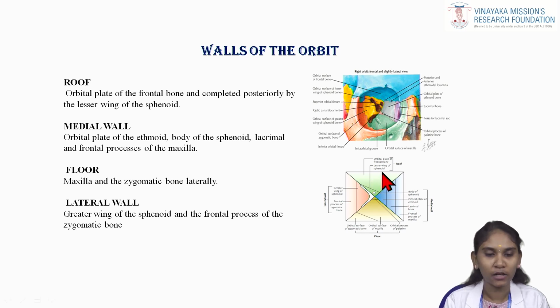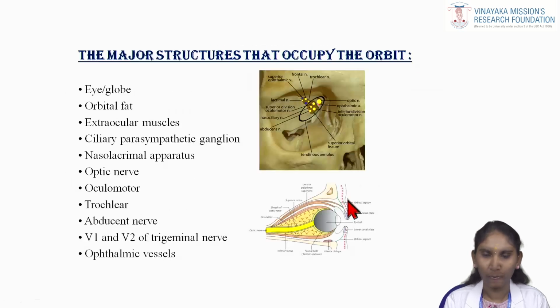And the medial wall is formed by the orbital plate of the ethmoid, the body of the sphenoid, the lacrimal bone, and the frontal process of the maxilla. If you learn with the diagram, it will be easy for you to understand. The floor is formed by the maxilla and the zygomatic bone laterally. And the lateral wall is formed by the greater wing of the sphenoid and the frontal process of the zygomatic bone.